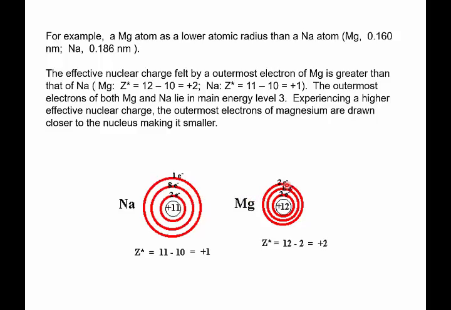So the outer electron of magnesium feels a greater pull. The greater pull pulls the outer electrons closer to the nucleus. The atom shrinks in size and gets smaller. That's why magnesium is smaller than sodium. It has a smaller atomic radius.